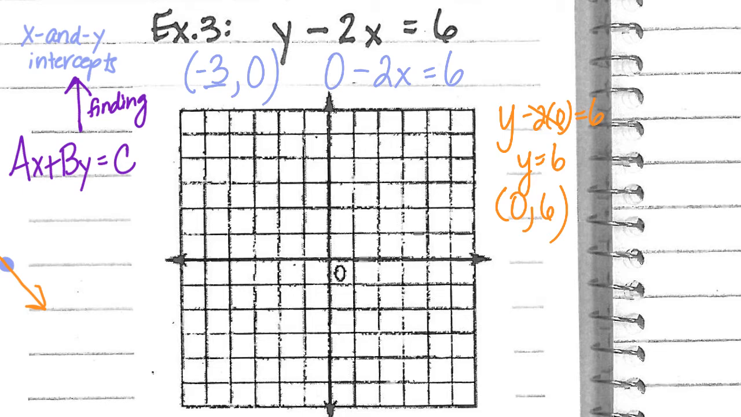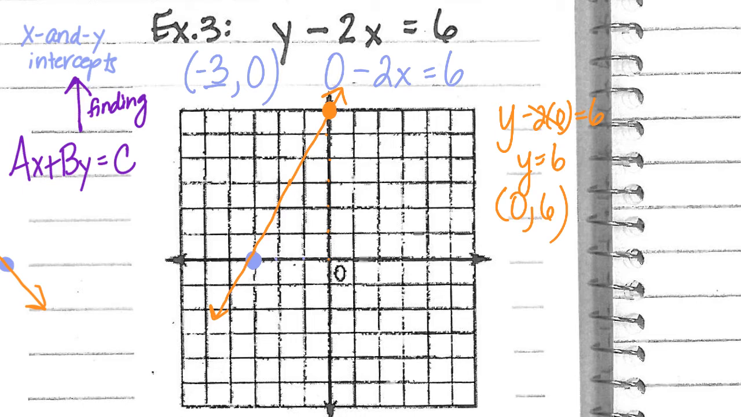So let's graph. The x-intercept is at negative 3. We're starting at the origin, going backwards 3, or to the left 3. The y-intercept is 0, 6. So I'm going to start at the origin, and I'm going to go up 1, 2, 3, 4, 5, 6. And notice I have a line like this.